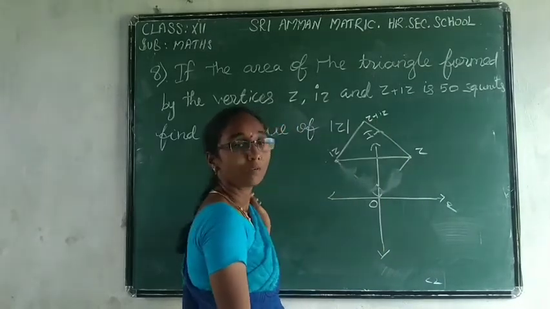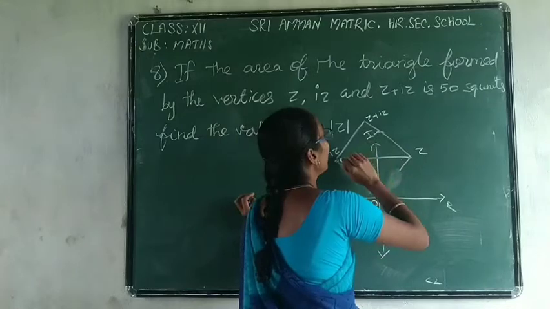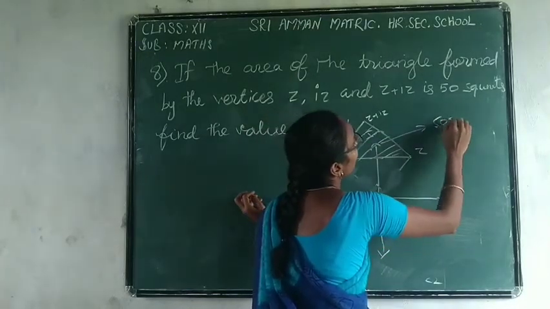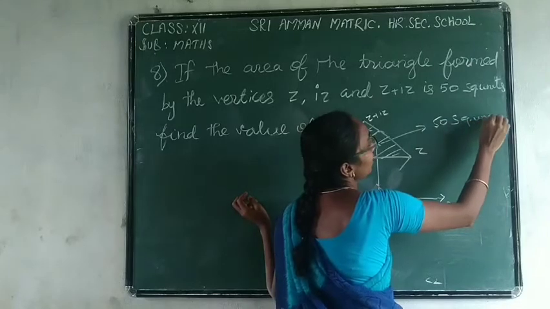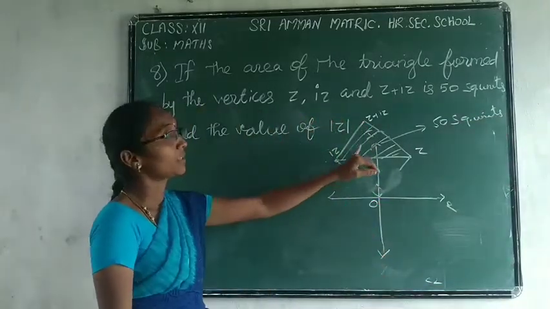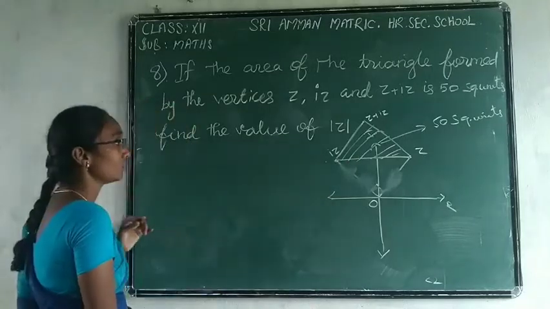Okay. What is this value? This square shaded portion is 50 square units. You understand? This value is 50 square units.